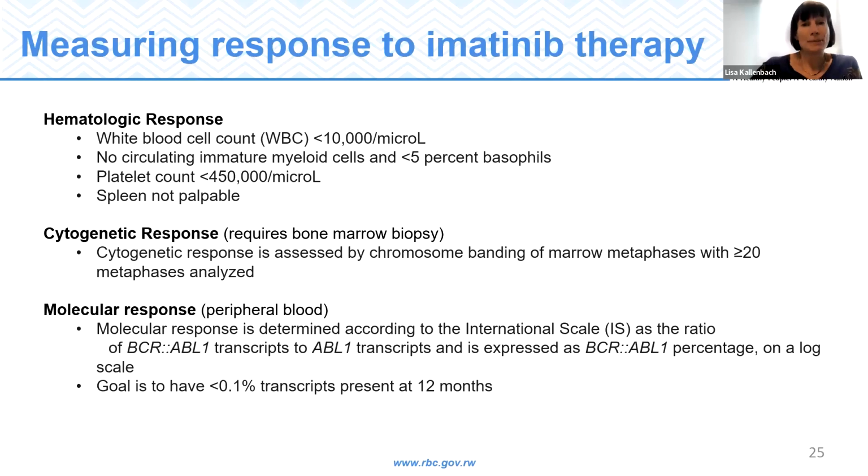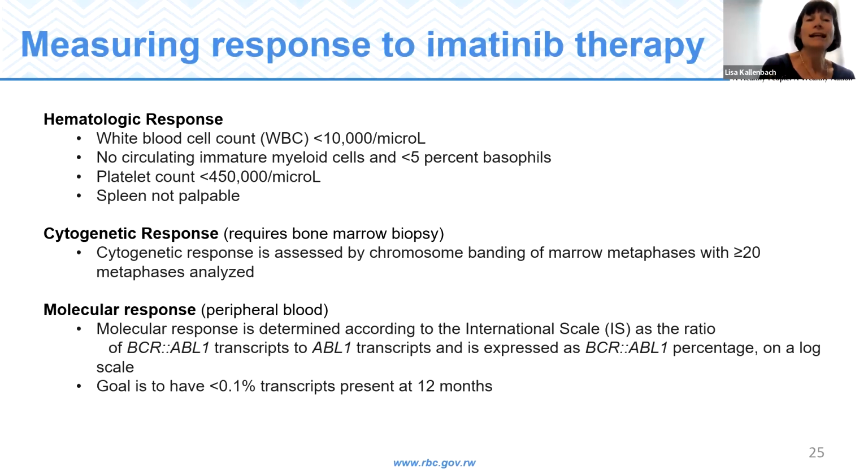To measure a response to imatinib therapy or dasatinib therapy, if we're starting with imatinib therapy, we first want to see a hematologic response. So again, this is the normalization of the white blood cell count. We wouldn't see any more immature myeloid cells in the peripheral blood, and less than 5% basophils. The platelet count should also normalize, and the spleen should no longer be palpable on physical exam.